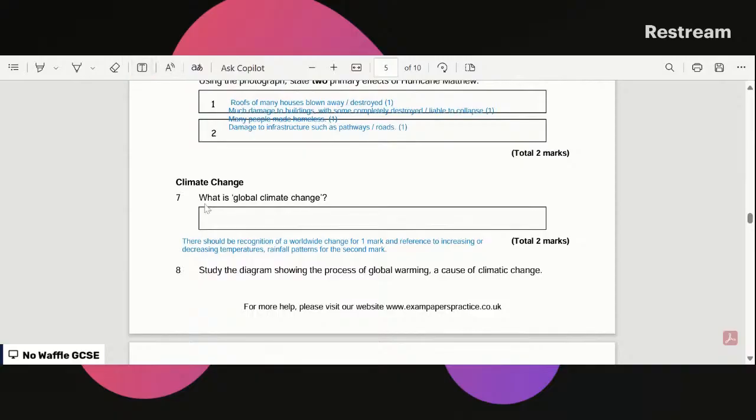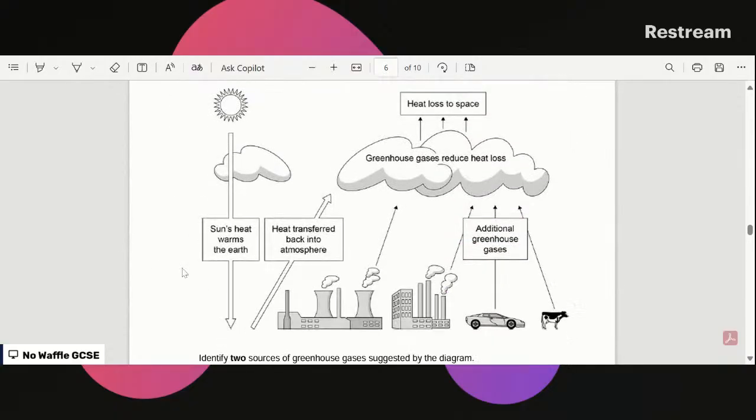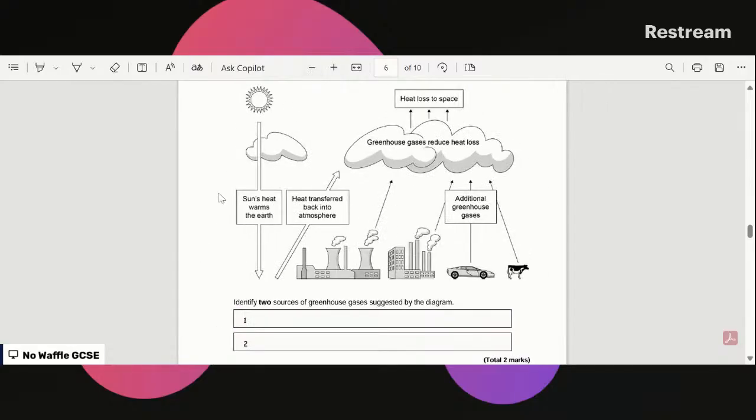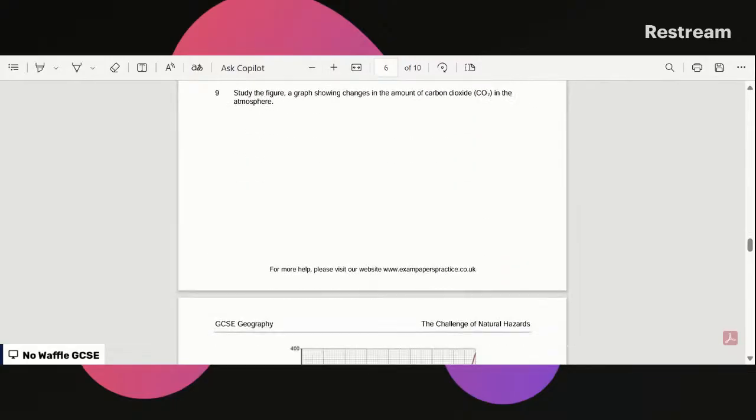Now, study the diagram showing the process of global warming, a cause of climate change. So you've got a diagram given to you here. Identify 2 sources of greenhouse gases suggested by the diagram. This is quite straightforward, so we're just going to move on to the next question because we want to get quite a lot done today.